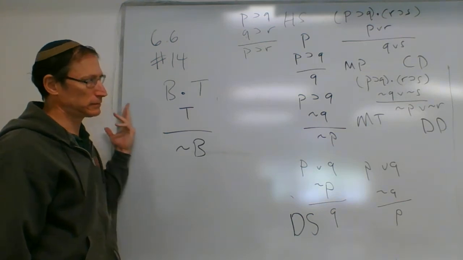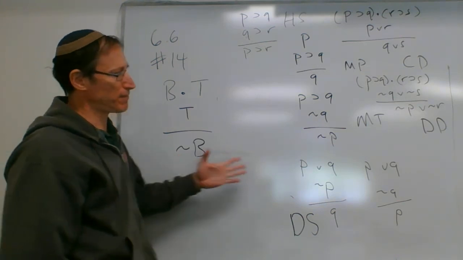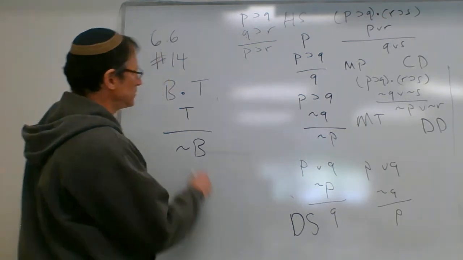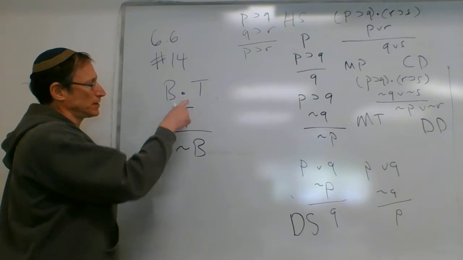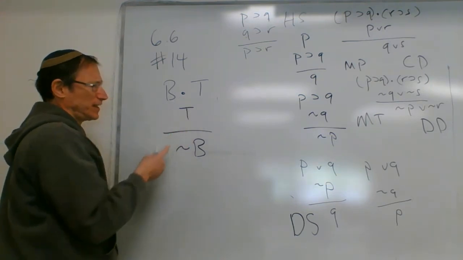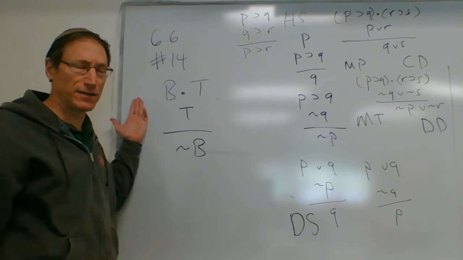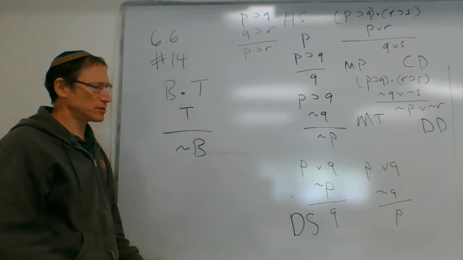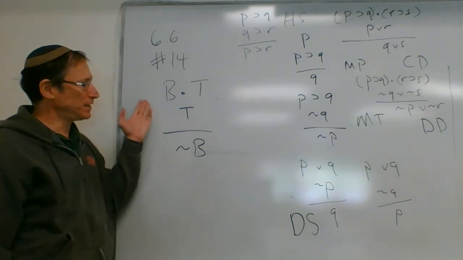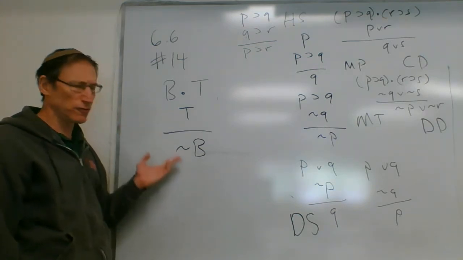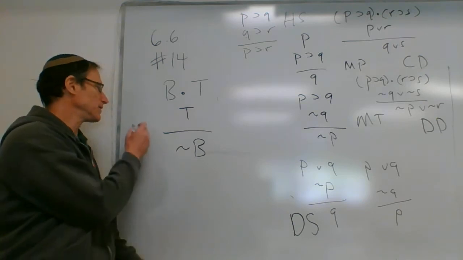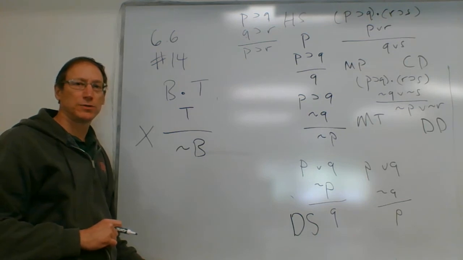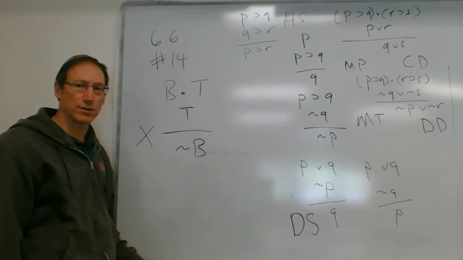Now, this is bad. Maybe you could fall into the mistake of thinking it looks like disjunctive syllogism, but this is a conjunction. And so you cannot infer the negation of the left-hand side of a conjunction by knowing that the right-hand side is true. This would be an invalid argument, right? This is saying B and T are true. T is true, therefore not B. So this would definitely be an invalid argument. It is not a substitution instance of any of our valid argument forms.